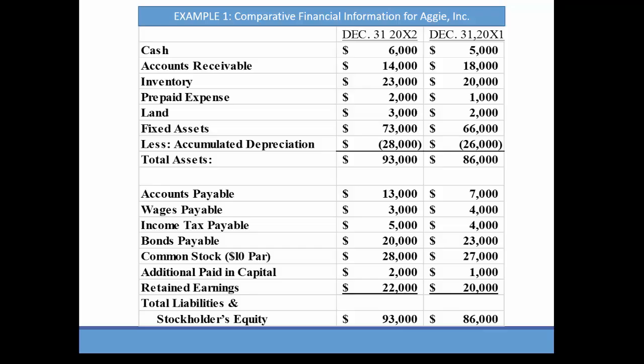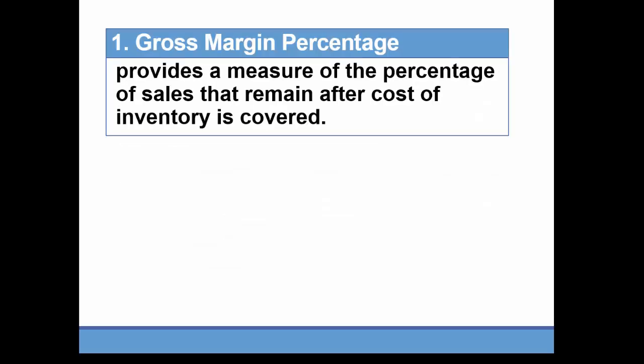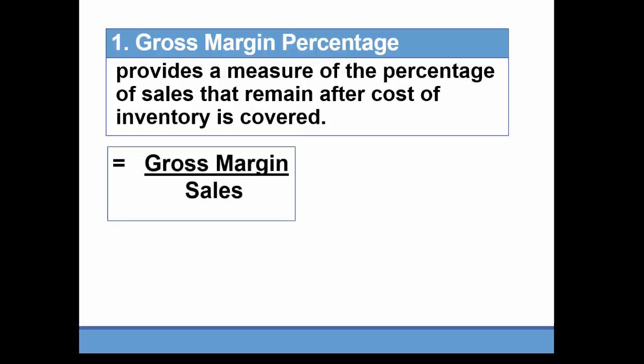All right, from your lecture notes, you need to reference the balance sheet and the income statement of Aggie Inc. We'll be calculating these ratios for 20x2. The first one we'll look at is gross margin percentage. And this is just the percentage of sales that remain after the cost of inventory is covered. So the formula is gross margin over sales. Another name for gross margin is gross profit.